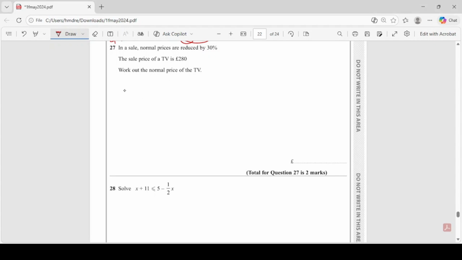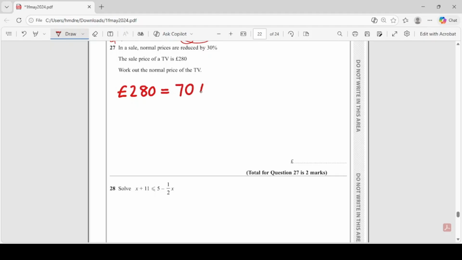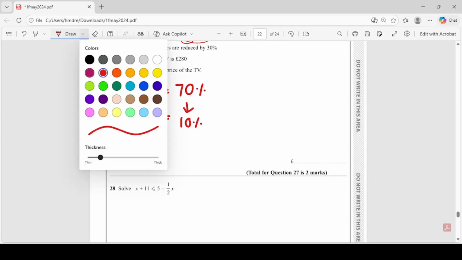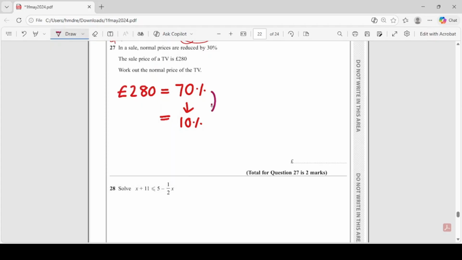We are given £280. That's the sales price. That is when 30% has been taken off. So that is 70%. We want 100%. First, what I would do is I'm going to work out 10% because that's really easy to get to. Again, it's basically just like an equivalent ratio or an equivalent fraction. We just do the same to both sides. So this side I have to 70 divided by 7 will give me 10%.